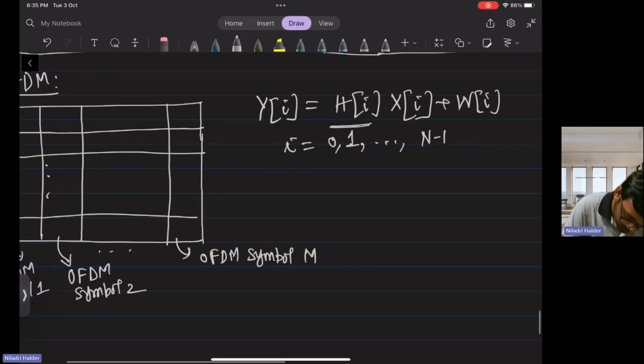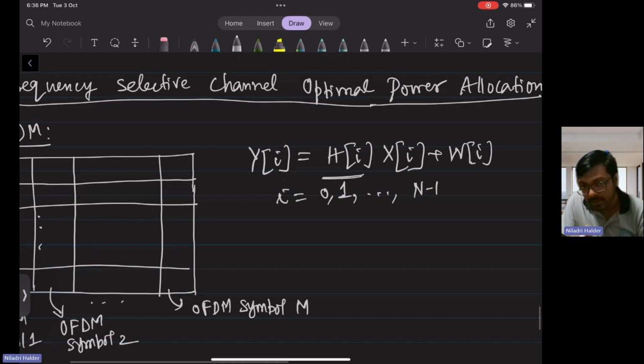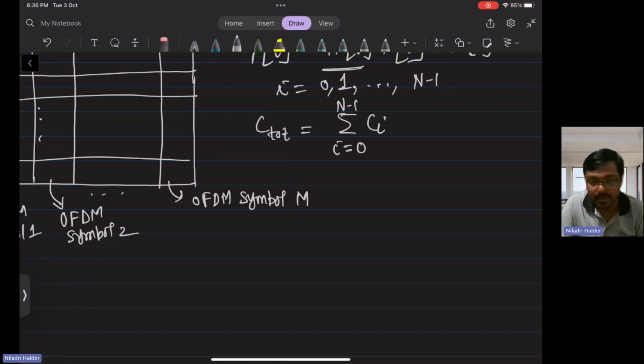Each path is parallel, one path is independent. Each path means each subcarrier. Each subcarrier is independent of another subcarrier, so this is a parallel channel. So we can find out the capacity of each and every subcarrier, and we can add these capacities and get the total capacity. So C total is equal to the summation of Ci, i equals 0 to N minus 1. Now what is Ci? Ci is the capacity of the ith subcarrier.